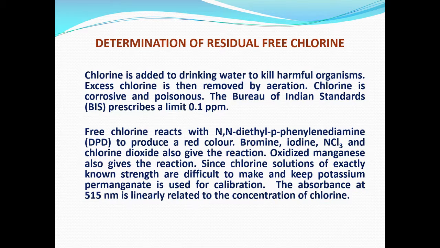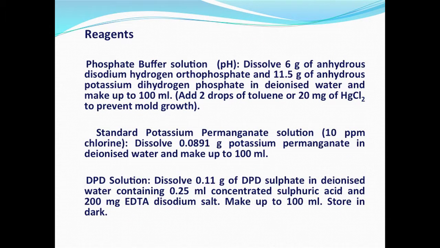Chlorine solutions of exactly known strength are very difficult to make, because you have to dissolve chlorine gas in water, and it is very difficult to prepare solutions of exact strength. So, what we do is we prepare a chlorine solution, and potassium permanganate is used for calibration. The absorbance at 515 nanometer is linearly related to the concentration of chlorine.